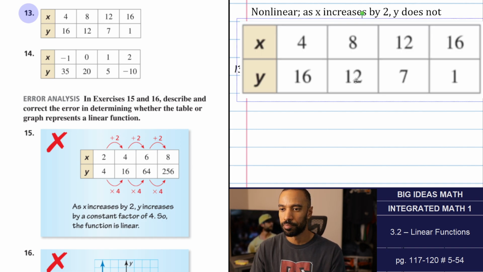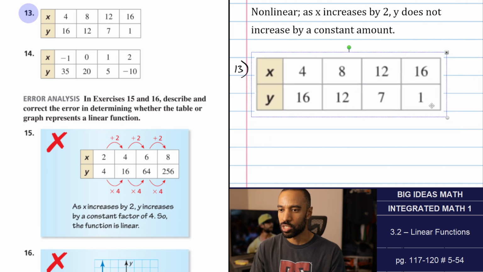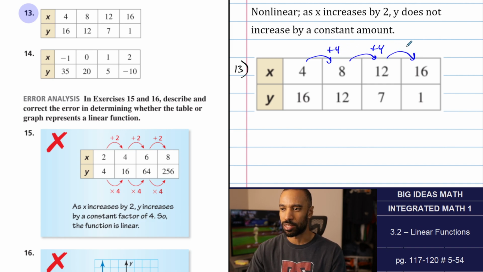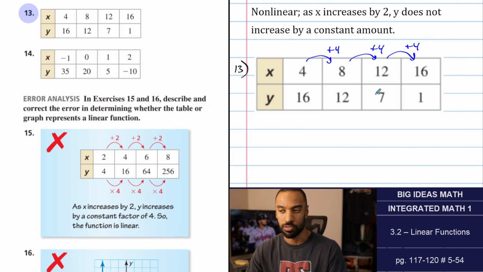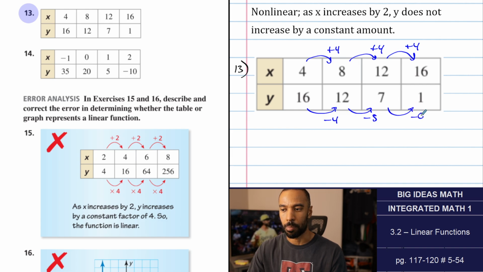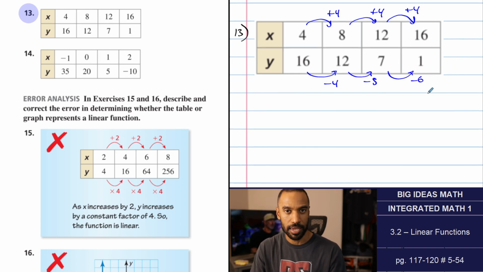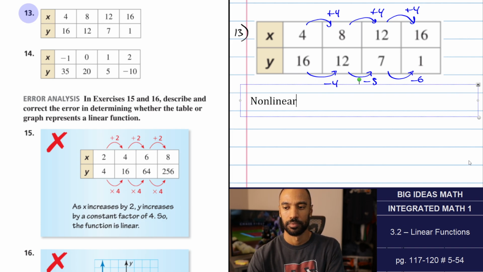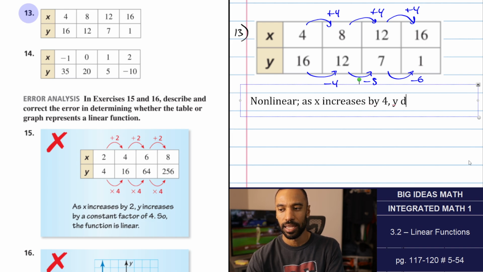So number 13, we can see x is increasing by amounts of 4. But like I said, x is likely to increase in these ways when we go left to right. It's unlikely they'll show a decrease. They could, and if it's constant, that's fine. In this case here, we subtract 4, and then 5, and then 6. And I can tell what the pattern is. Having a pattern doesn't make it a linear function, right? This is nonlinear as well, same reason as above. As x increases by 4 constantly, y does not increase by a constant, or y does not decrease by a constant amount.